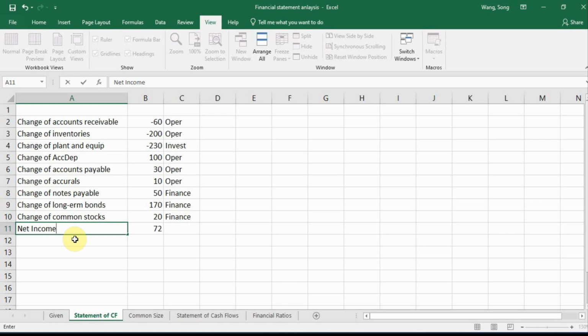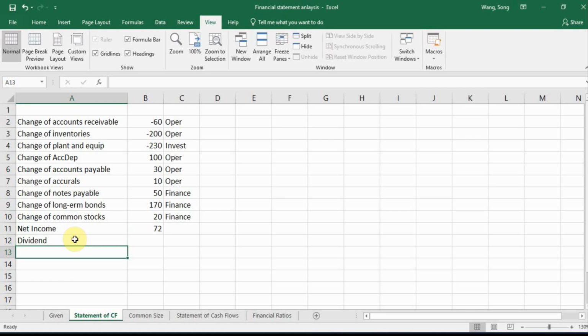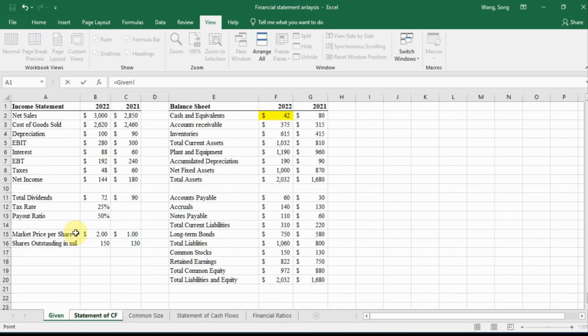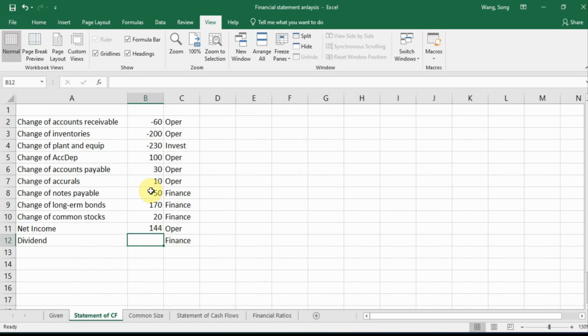One is income, net income, and another is dividend. Net income is about operating activity. Dividend is about paying the shareholders for their securities investment, so that's financing activity. And instead of putting the number for the change of retained earnings from the balance sheet, I'm going to borrow the number from the income statement. Net income here.